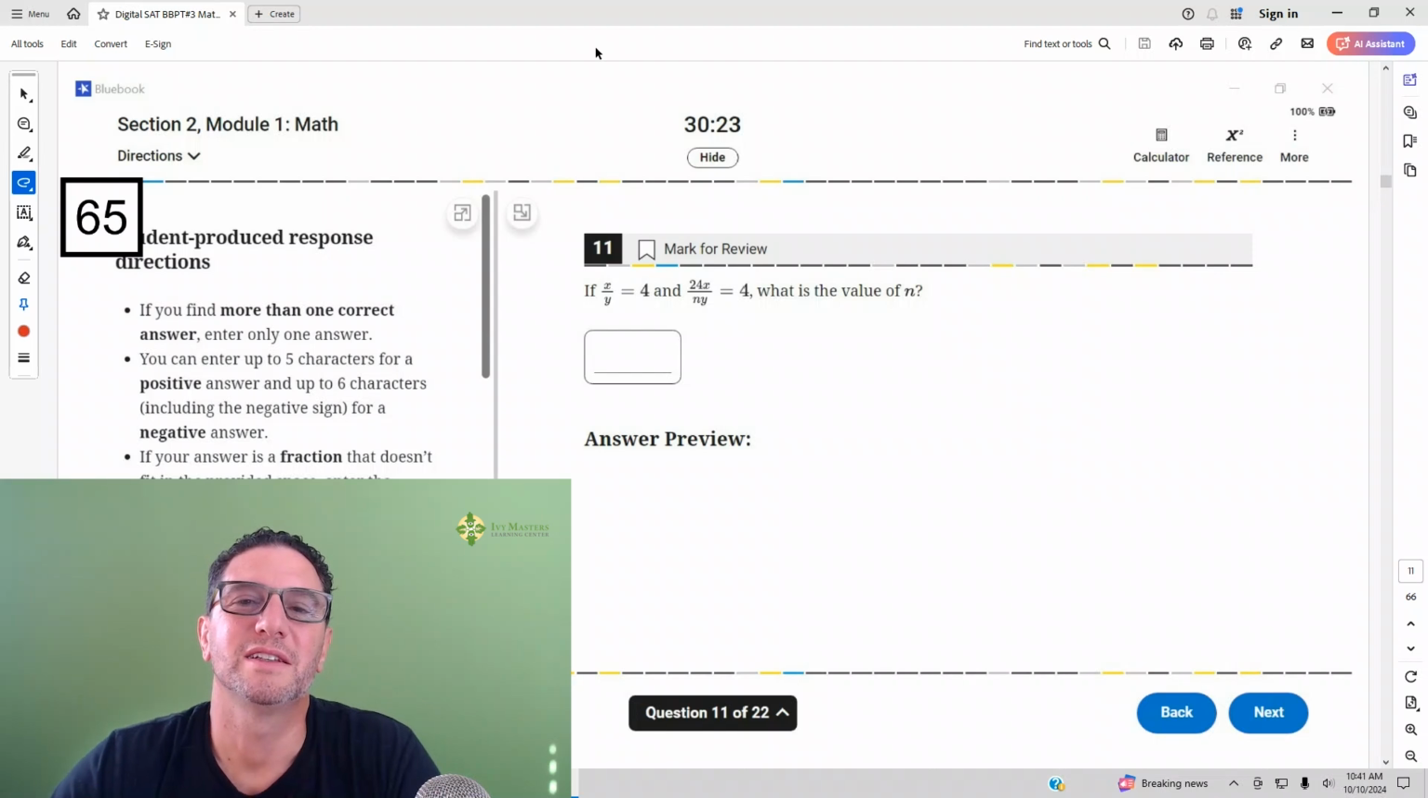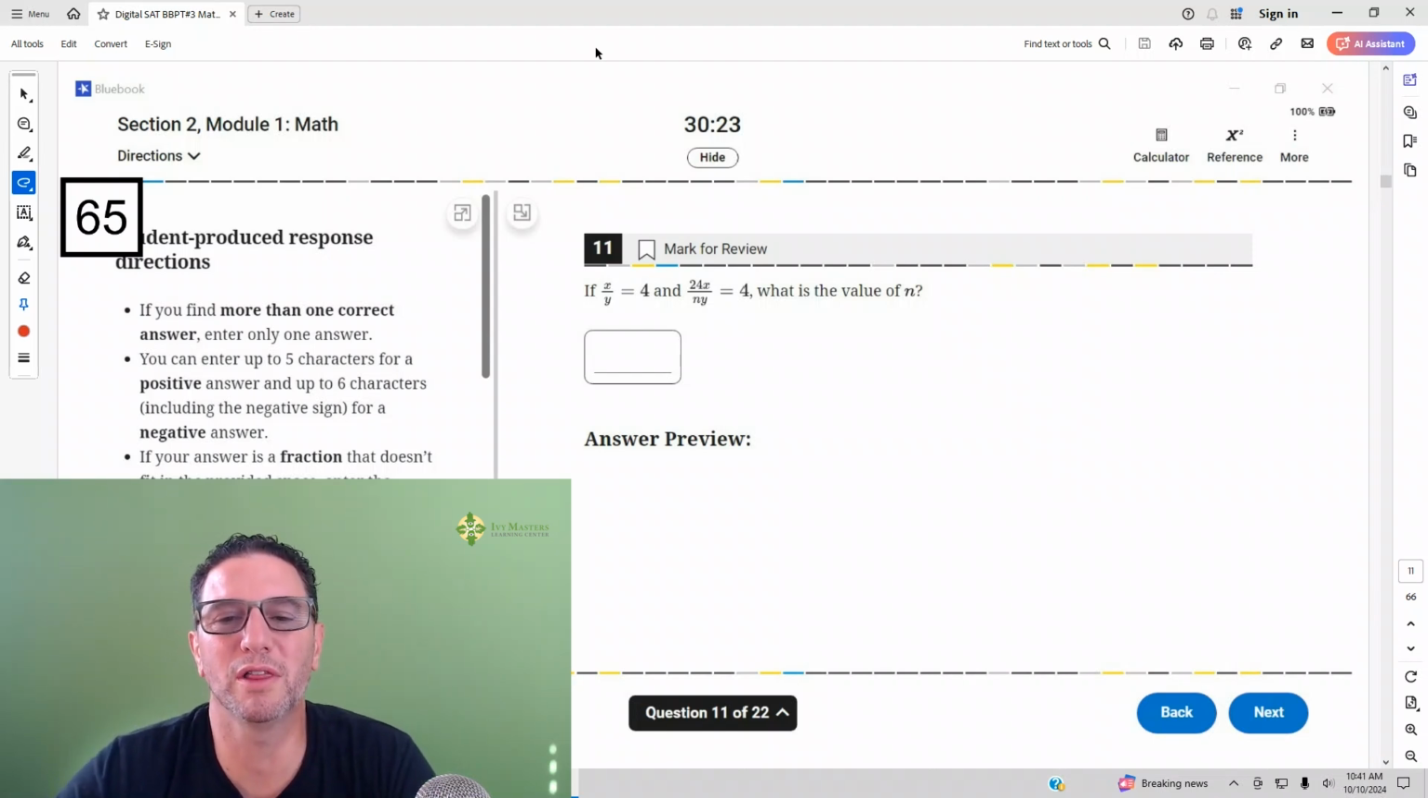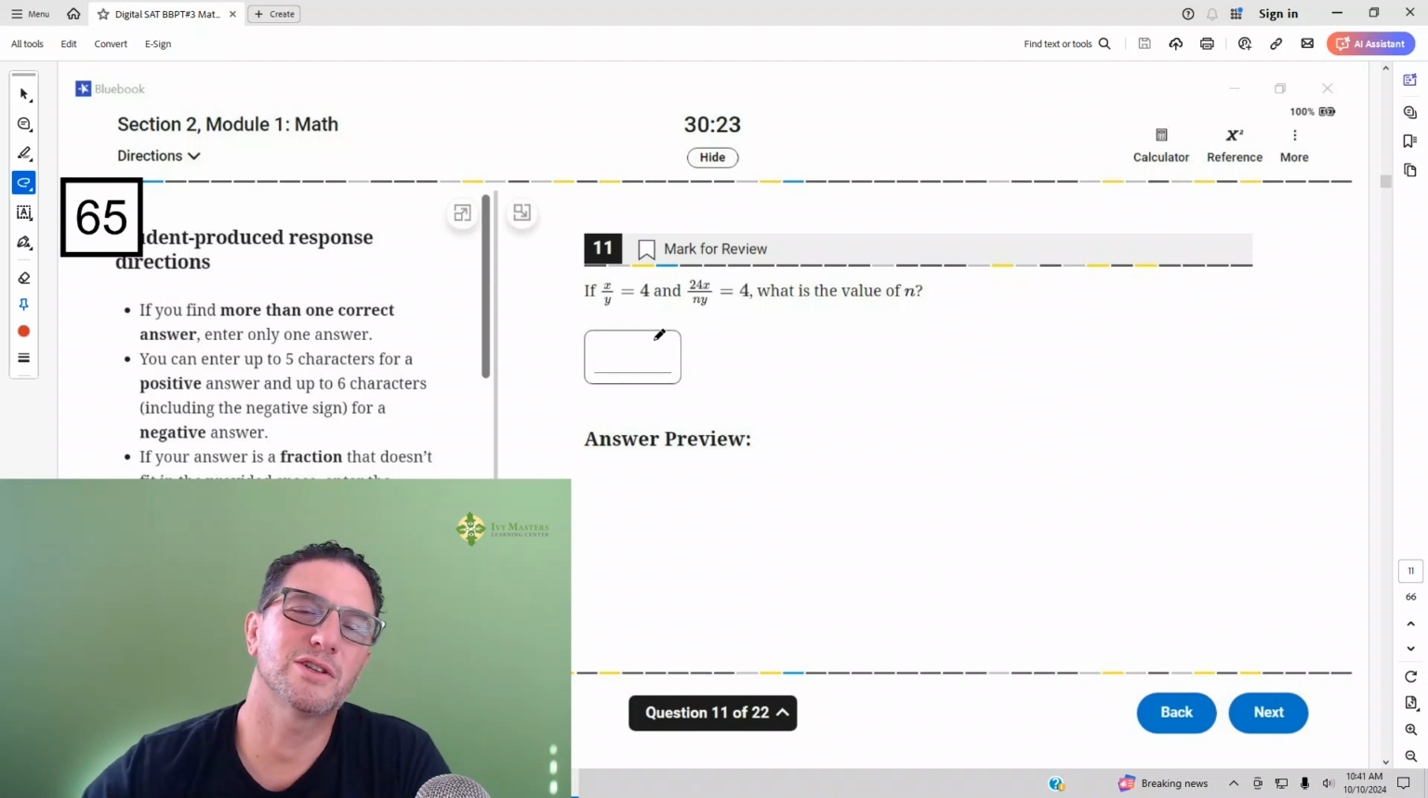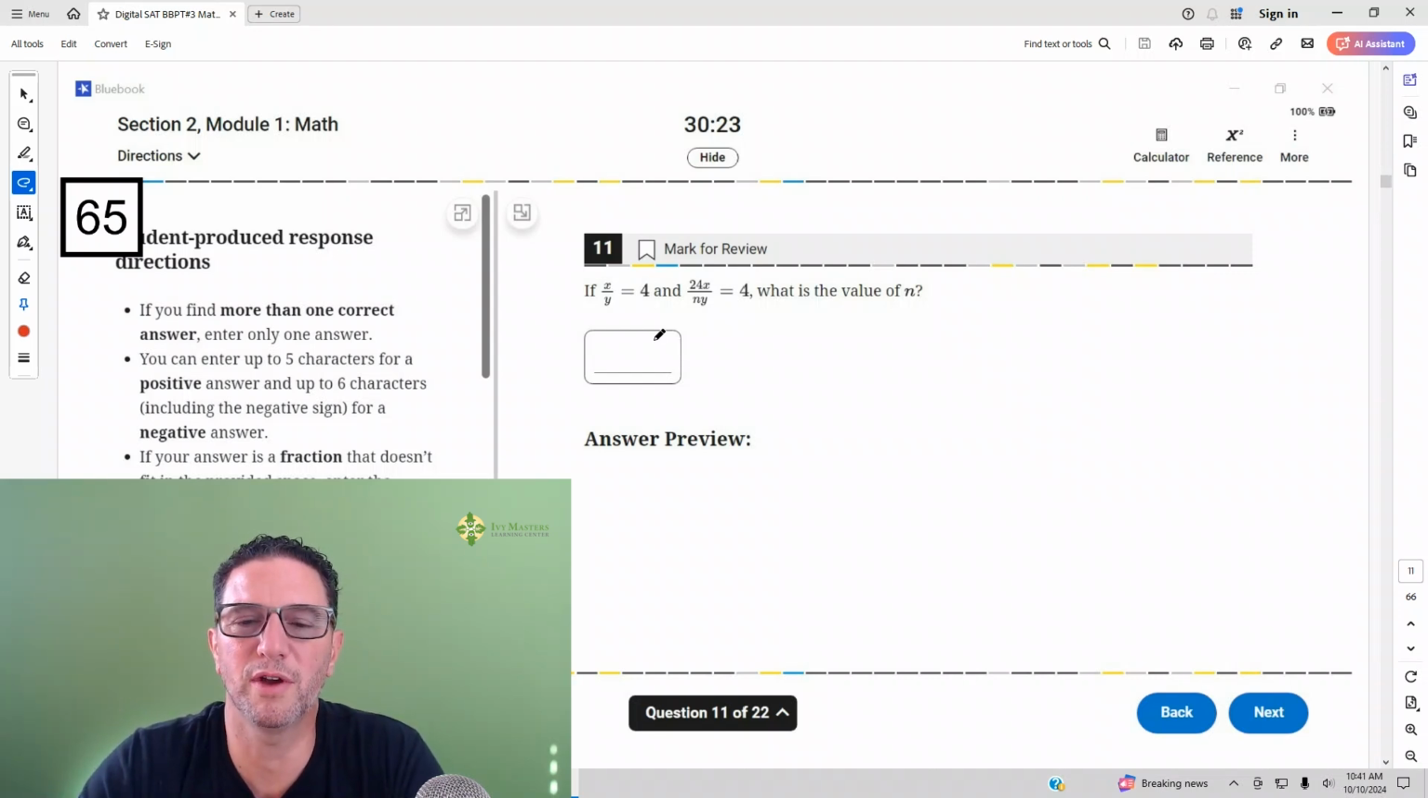We're going to do Test 3, Module 1, number 11. Number 11 reads, x over y equals 4, and 2 times x over n times y equals 4. What's the value of n? So there's two major ways you could do this with a couple of variations.